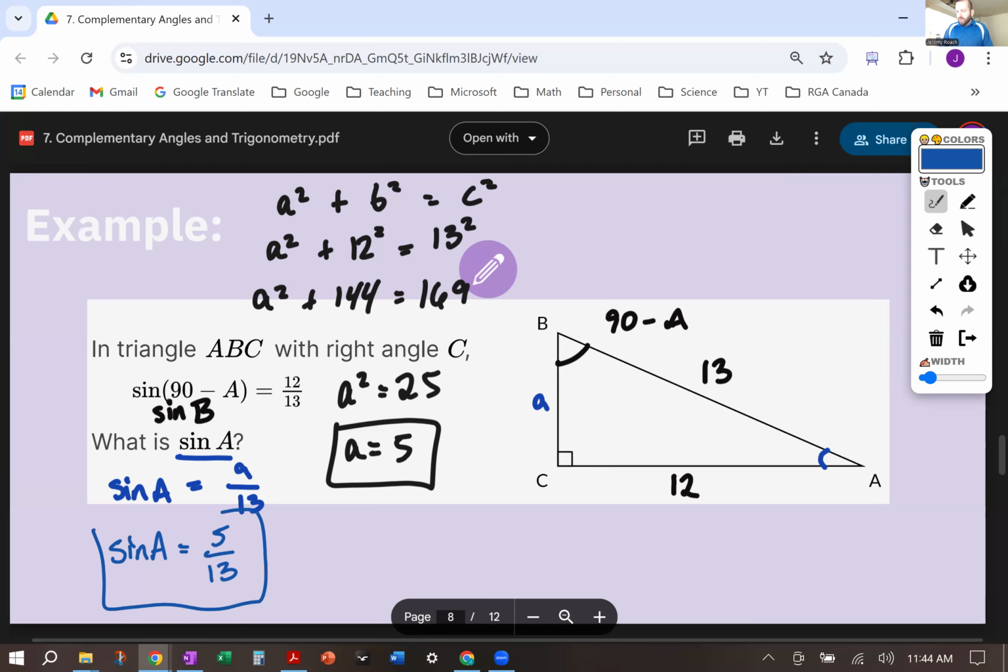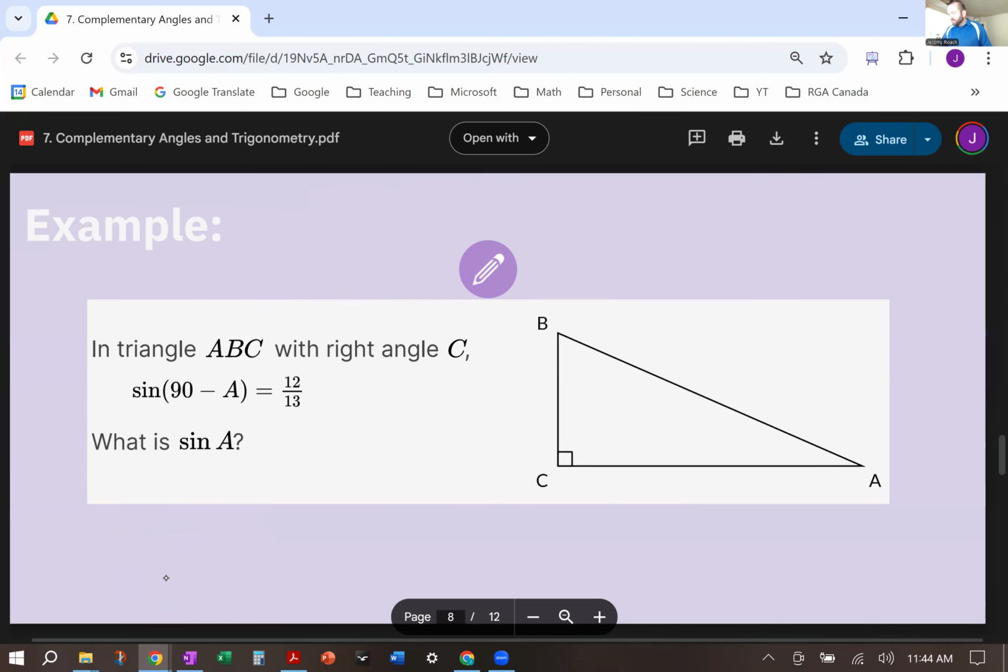Now, if it asked you for what angle A was, which it didn't, you could do inverse sine on both sides. You could type second sine on your calculator. That's how you do inverse sine. And then you can just type 5 over 13. And you get about 22.62 for the actual degrees of A. But this one's just asking us, what is the fraction? And the fraction is 5 over 13.